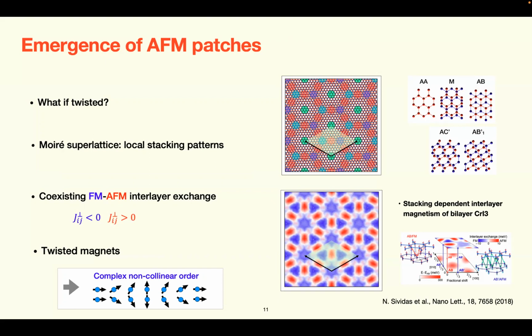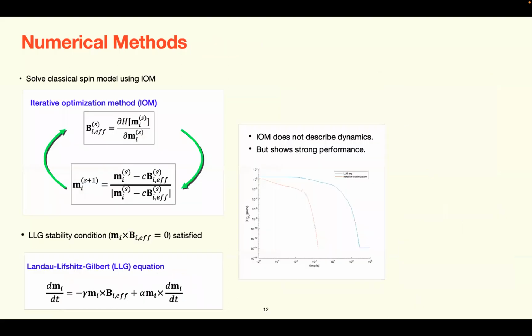For clarity, I'd like to mention that this complex interlayer coupling is not a general one. This coupling only appears in this specific material. So that is the detail of our model.